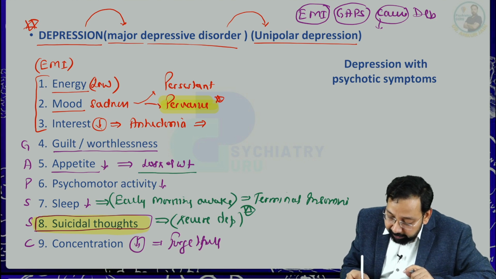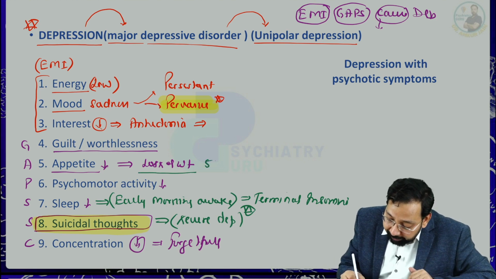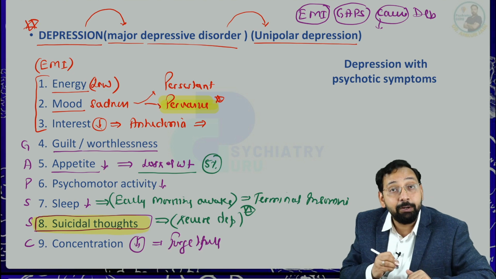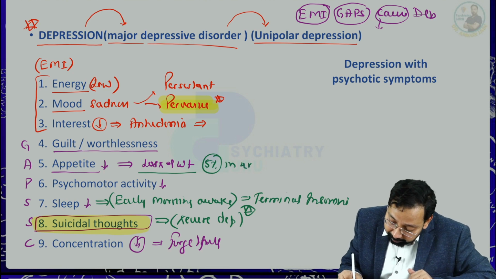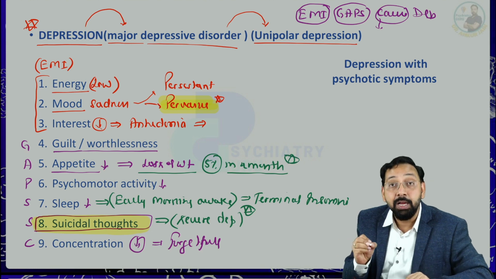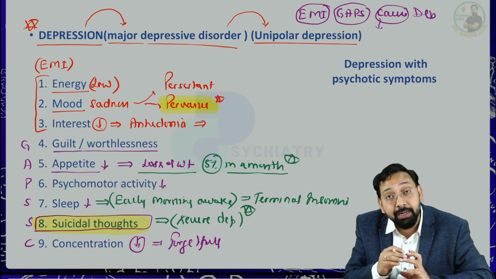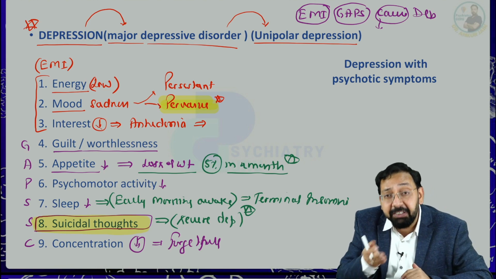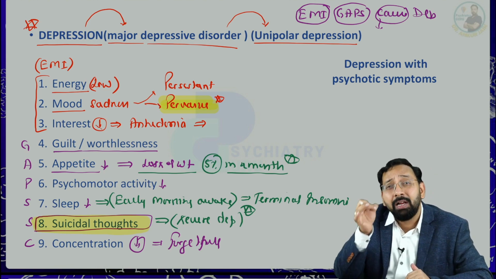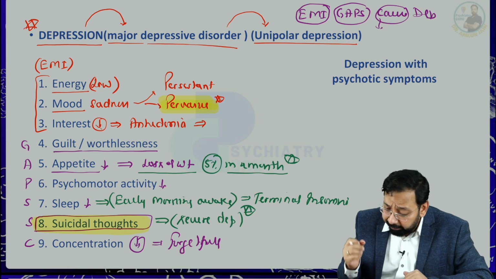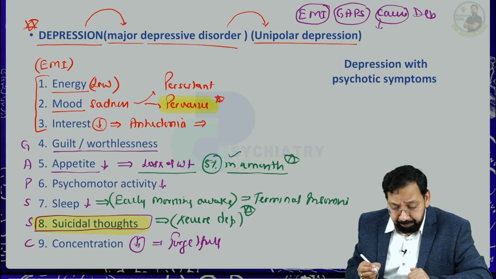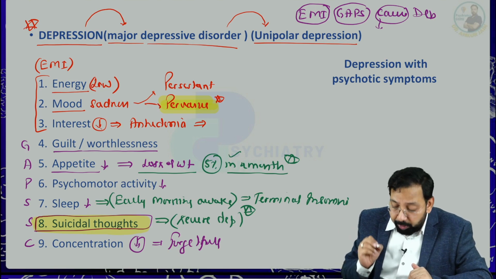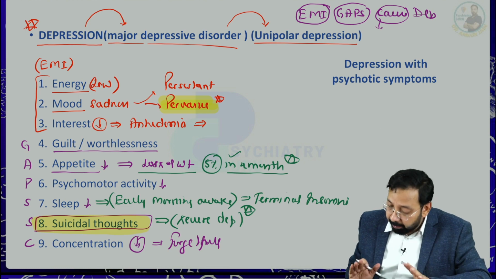Appetite is usually decreased, so weight loss. 5% weight loss in a month is significant. Point it out. This question has been asked. In tuberculosis, the significant weight loss is 10%. But in psychiatric disorder, in depression, the significant weight loss is 5% in a month. Okay, so the mnemonic we do remember. All symptoms you can remember.